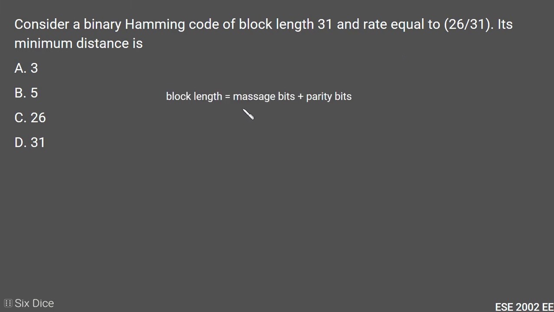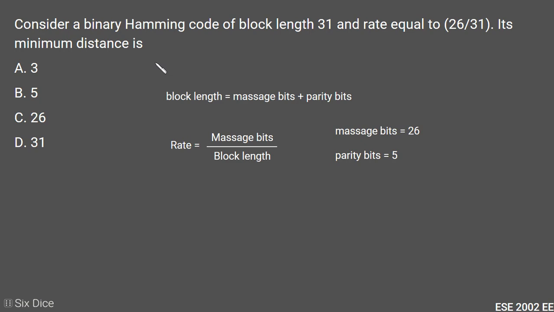Block length is defined as the sum of message bits and parity bits, and rate is equal to message bits divided by block length. Now if we compare with the rate given, 26/31, our message bits will be 26, and block length 31, so we will get parity bits as 5.